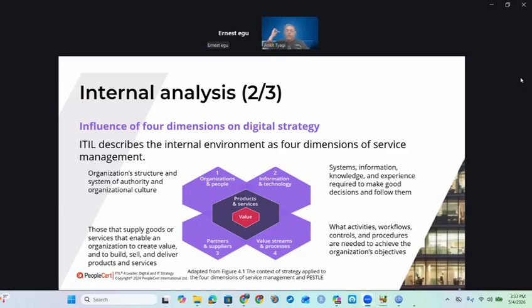And then value streams and processes. Effective value streams and processes is what we are definitely looking at. What activities, workflows, controls, and procedures are needed to achieve the organization's objective is what we follow.